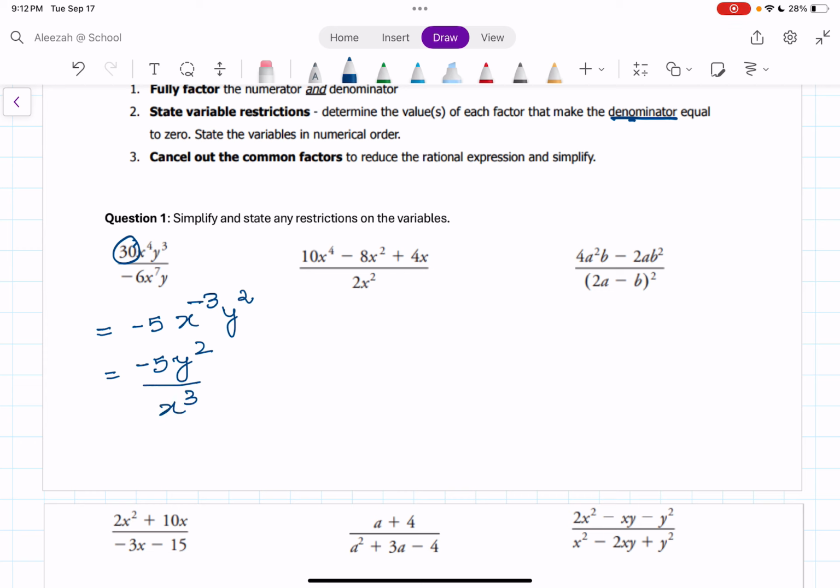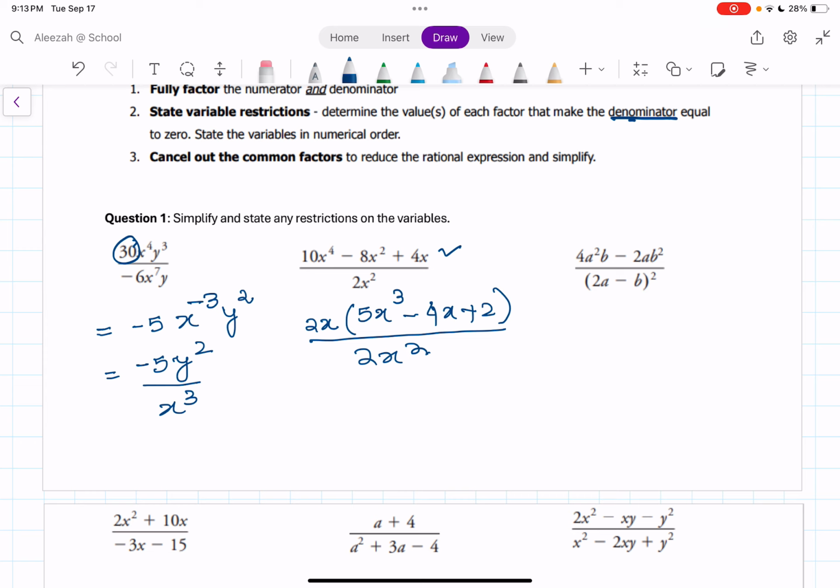So for the next question, in the numerator we have a polynomial, so here we have to factor it. So let's just look at that. There's a common factor, which is 2x. If we take 2x as a common factor, I'm left with 5x³ minus 4x plus 2, divided by 2x squared. Okay, so here before I simplify that, I have to state the restrictions.